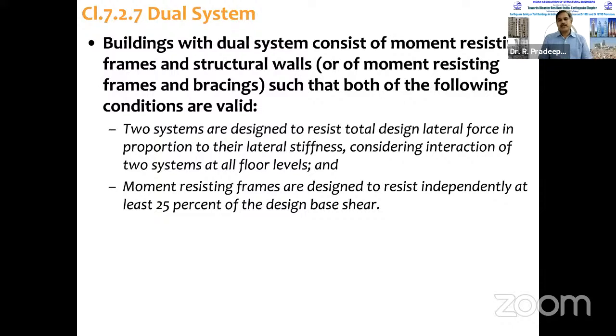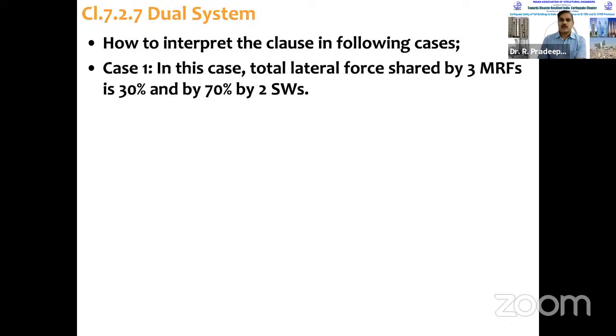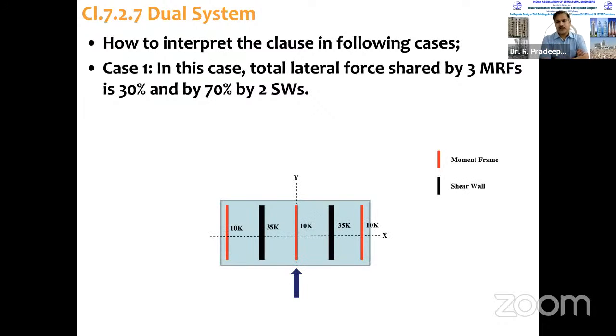Then the next one is the moment resisting frame and shear wall dual system. Two systems are there. What the code suggests is that when two systems are there, the moment resisting frame should independently resist at least 25%. Let me give an example and show how to look at this clause. Case 1: total lateral force shared by 3 moment resisting frames. You can see this example. In this one, stiffness, this K is used just to indicate stiffness.